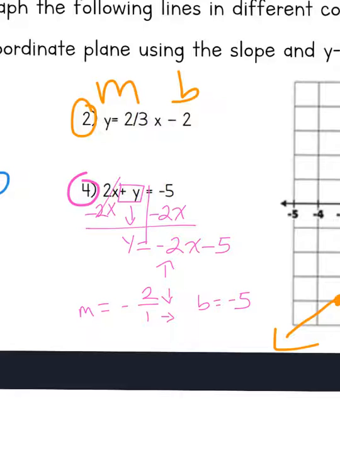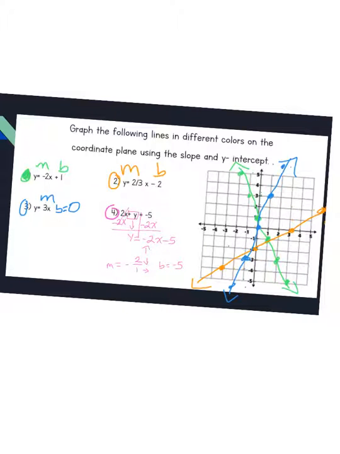So let me zoom out now, and let's actually graph this. So negative 5. My slope is negative 2 over 1. Definitely off, so let's continue this going the opposite direction. So instead of down and to the right, I'm going to go up and to the left. So up 2, left 1. Oh, it's intersecting the blue.